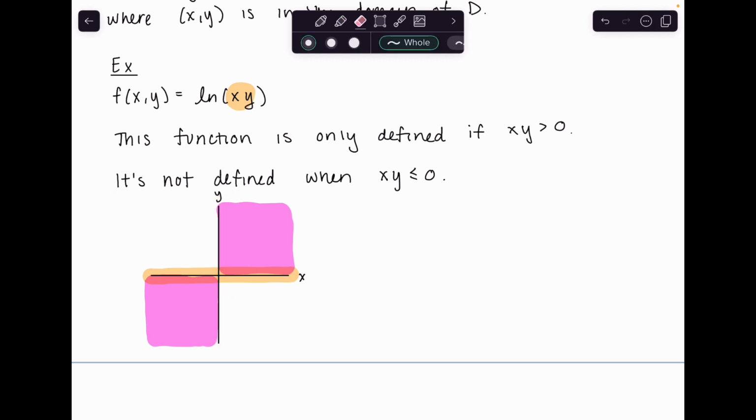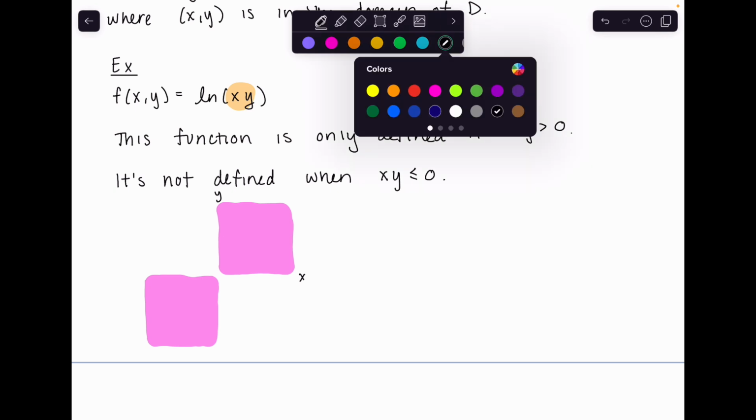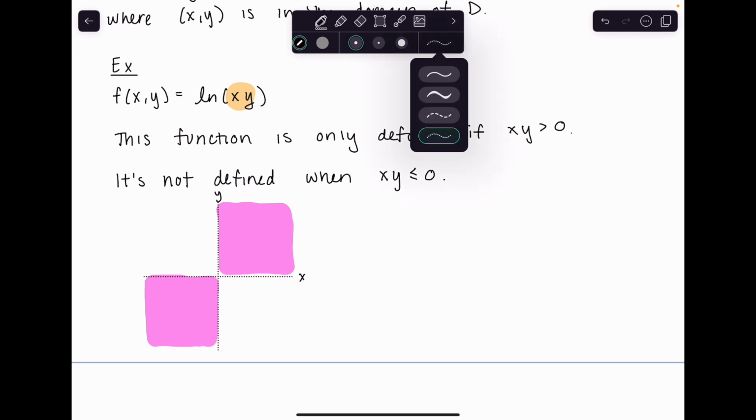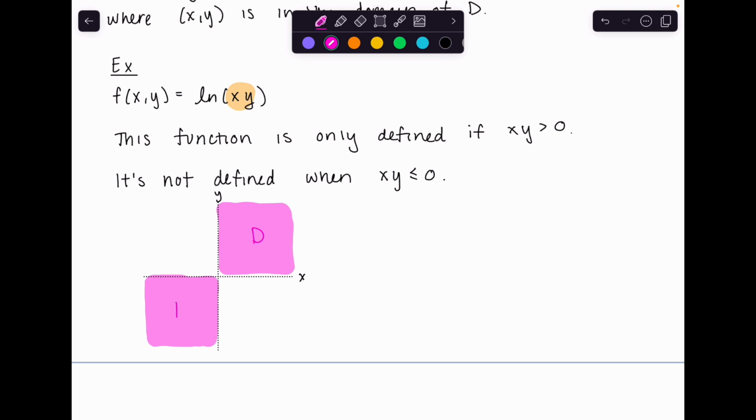So what I need to do to actually draw this domain is I don't want to use solid lines. I've got to go ahead and say that I can't actually equal these axes. I can get super, super close to them, but I cannot equal them. Okay? So our domain is going to be these two regions.